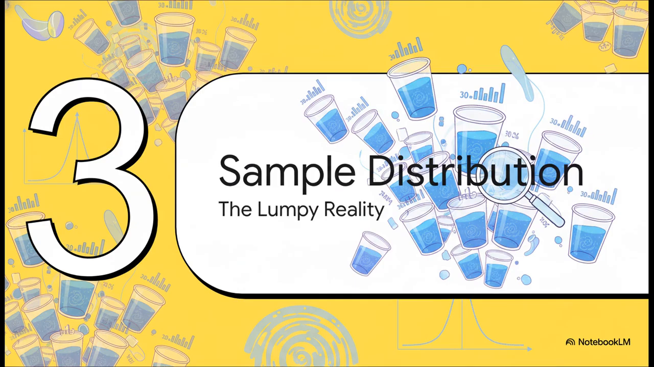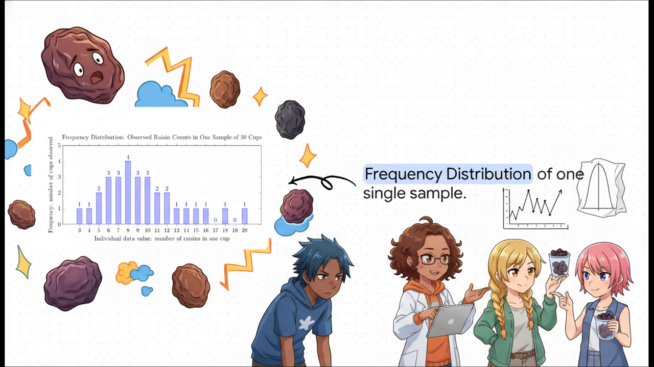Part 3. The sample distribution, the lumpy reality. Let's zoom way in on the micro-reality of that one single sample of 30 cups we just scooped up. What you're seeing here is the frequency distribution of our observed raisin counts. Along the bottom, you've got the number of raisins in a cup, and the height of the bars shows how many cups actually had that exact amount.